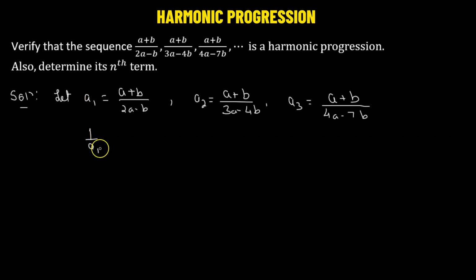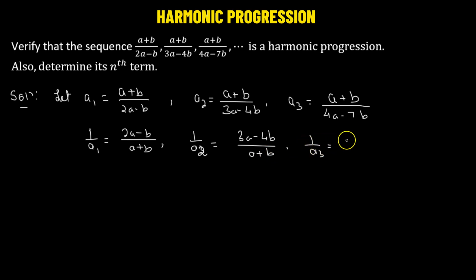So let's start with 1 over a1. So this will be given by (2a minus b) divided by (a plus b). Then we have the second term, so we're going to take its reciprocal to get 1 over a2. So that will be (3a minus 4b) divided by (a plus b). And then finally, we take the reciprocal of the third term. So this will be (4a minus 7b) divided by (a plus b).